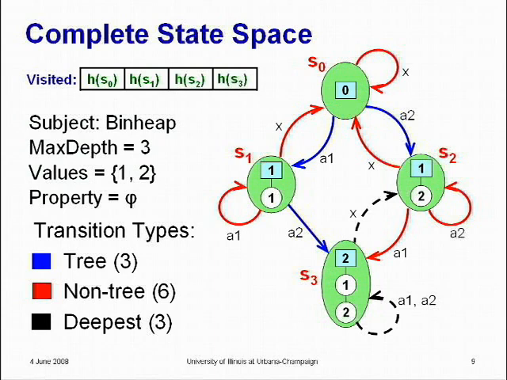But the key point here is to point out that there are different transition types. If you look at this state space, there are actually a number of ways in which we can reach the state, and we distinguish between these 3 types.